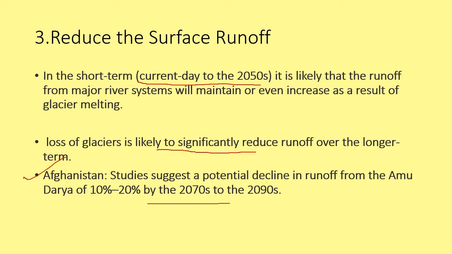One of the main rivers of Afghanistan is the Amu Darya, and studies suggest the potential decline of the Amu Darya River is 10 to 20% within the last 20 years, and that will be reduced by more than 10% in 2017 to 2019. So glacial melting gradually disrupts the riverine system, riverine ecology, delta formation, and so on.